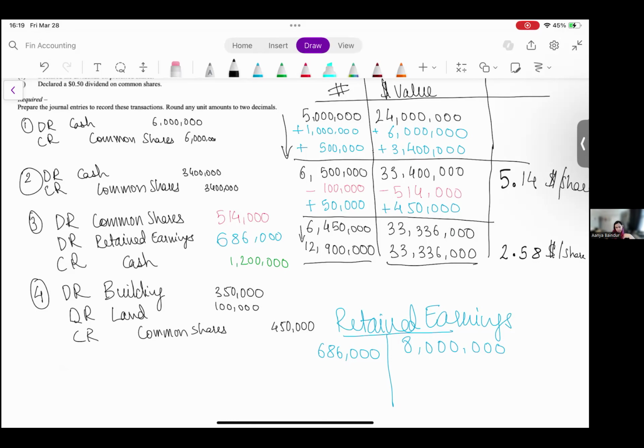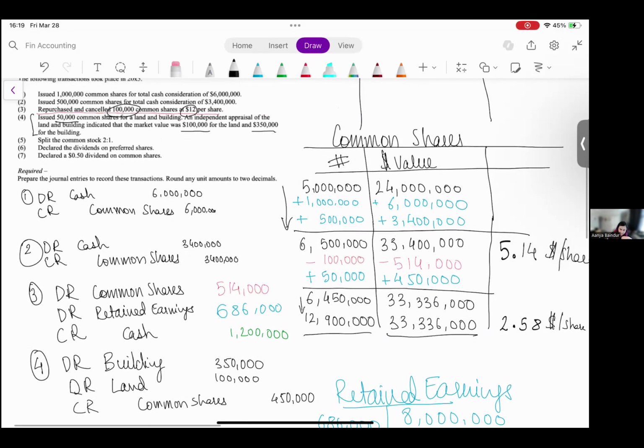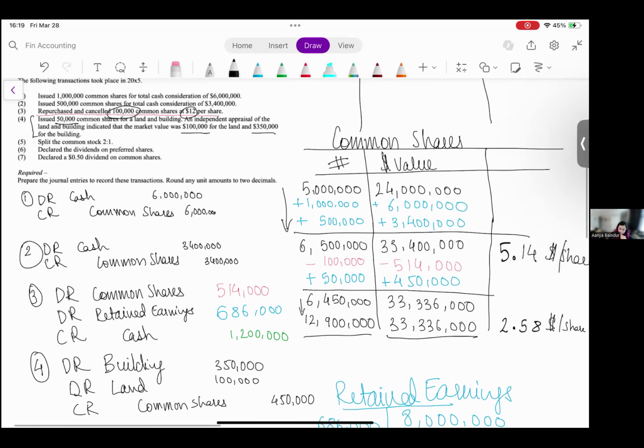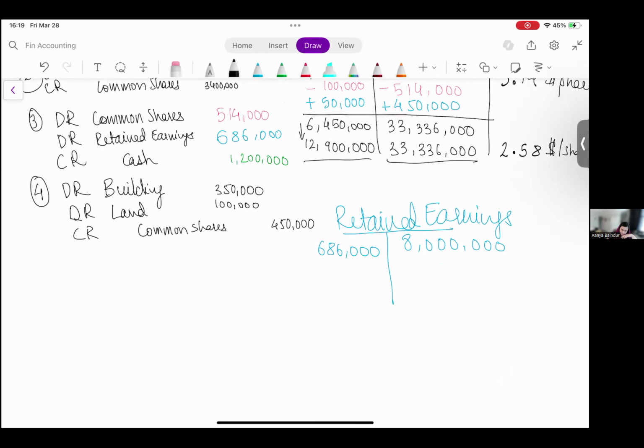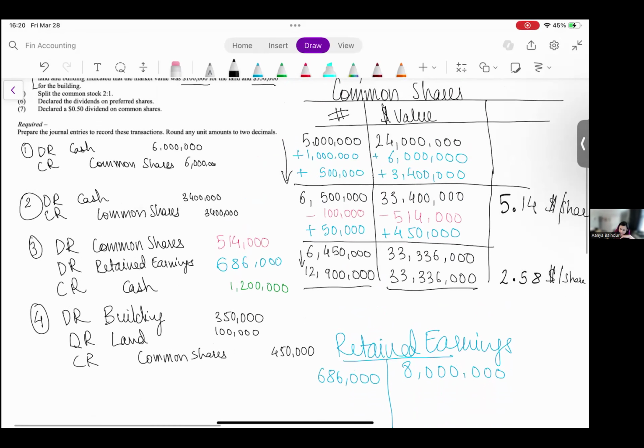So the next part tells us that after the stock split, we've declared dividends on preferred shares. So this was number 5, and we are going to have journal entries for number 6. We've declared the dividend on preferred shares. Again, pay very close attention to the language here, because you'll always do declaring of the dividend and paying of the dividend as two separate journal entries. It'll always be declared first and then paid out.